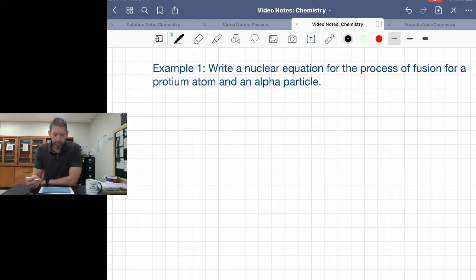I'll go with black ink this time. Why not? So write a nuclear equation for the process of fusion for a protium atom and an alpha particle.